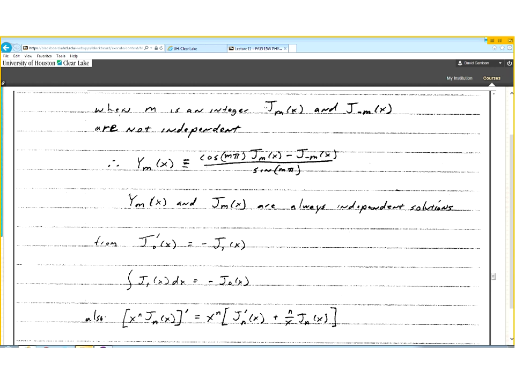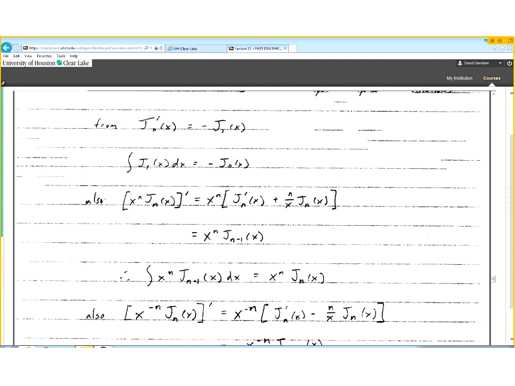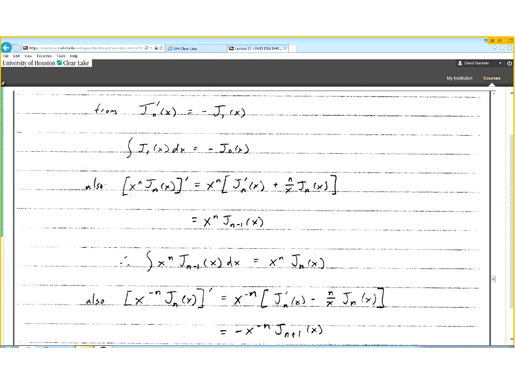Oh, and by the way, this is non-integer, obviously. So what you can get then is that, for example, J1 of x is equal to taking the derivative with respect to x of J naught of x. And this just comes from a recursion relationship.